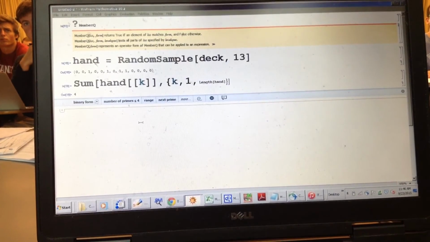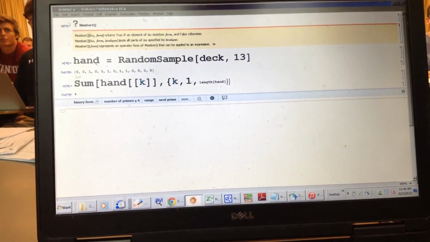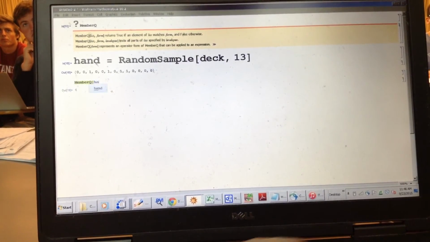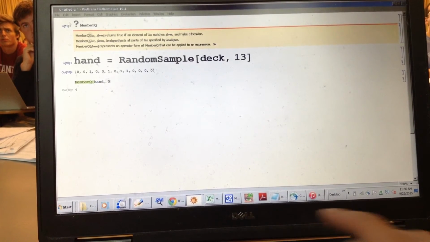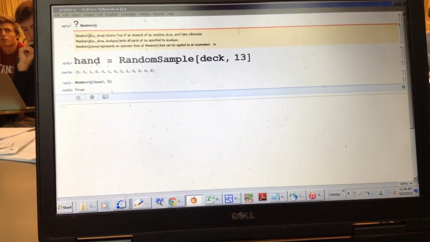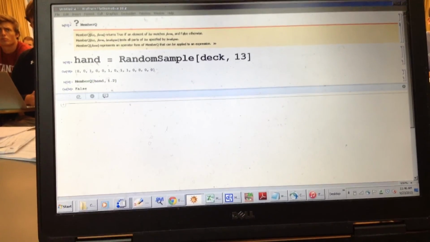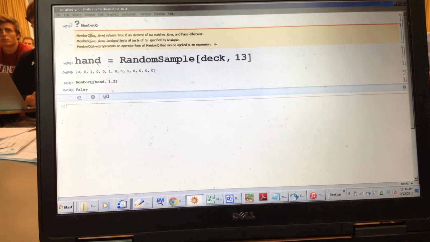So for instance, hand is the following. I could now type over here MemberQ hand 0. Is there a 0 in our hand? The answer is true. Is there a 1? True. Is there a 1.2? False. So you can start using the MemberQ command.